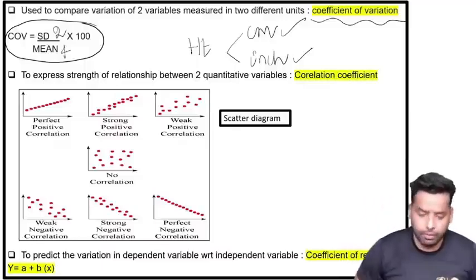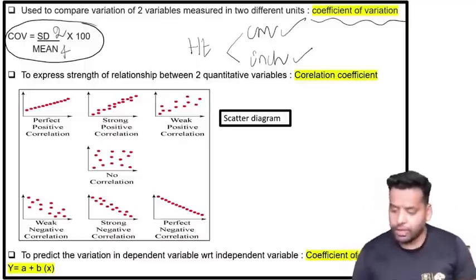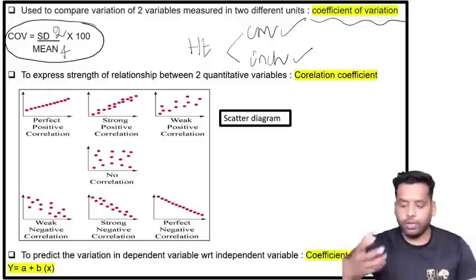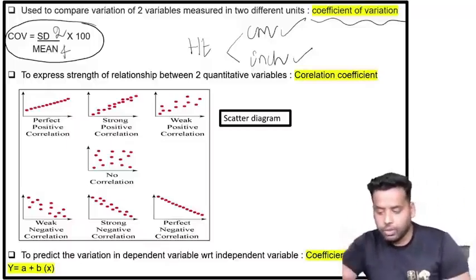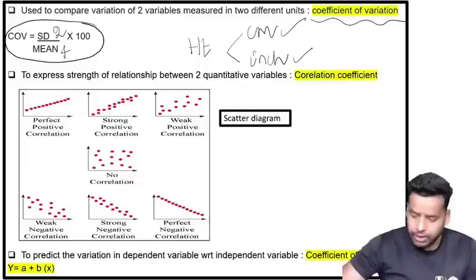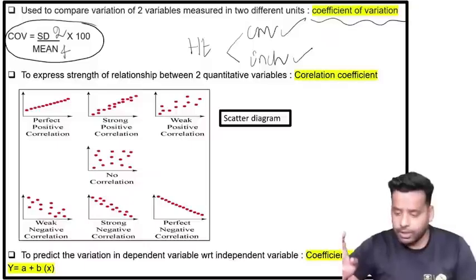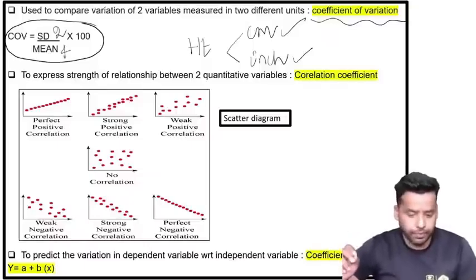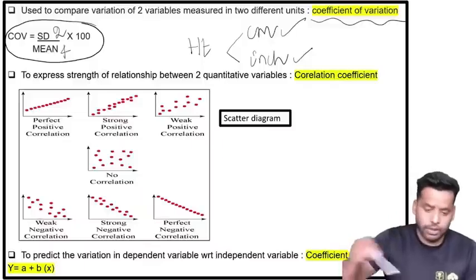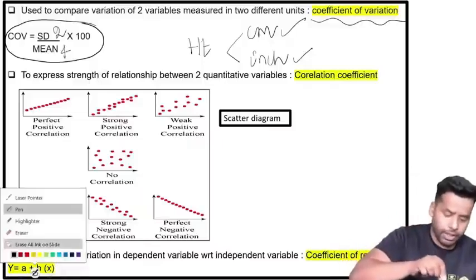It is a unitless dimension. Units get cancelled off. Yes, good. For group 1 you calculate the coefficient of variation, for group 2 you calculate the coefficient of variation, and the units get cancelled off. That is what I am telling. Very good. This is a very important question. This is the use of coefficient of variation. Repeatedly asked question.